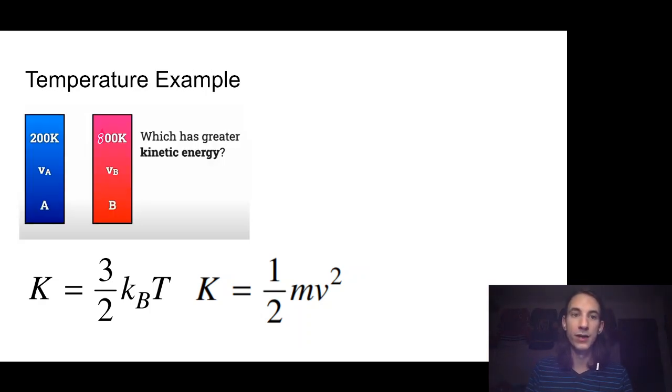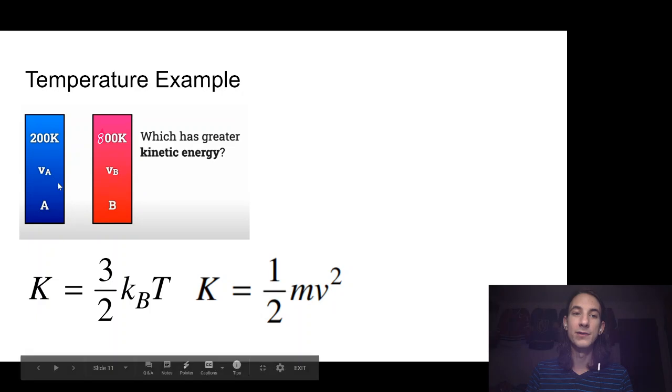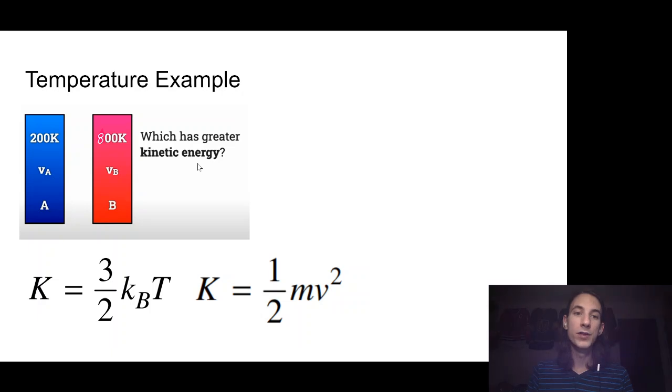So just a couple quick little example questions, some quick little ones just to talk about and go over. Right here we have two objects, object A and object B. We're saying object A is at 200 kelvins and object B is at 800 kelvins. Which one of these has a greater kinetic energy?